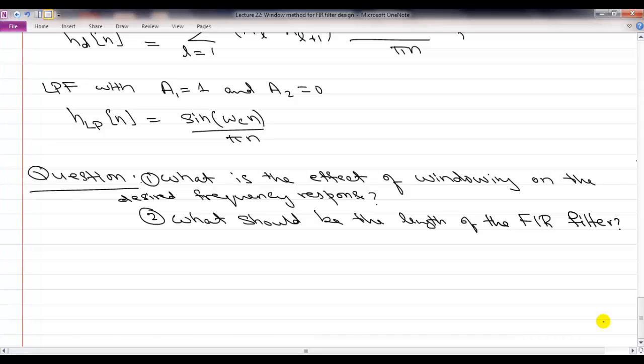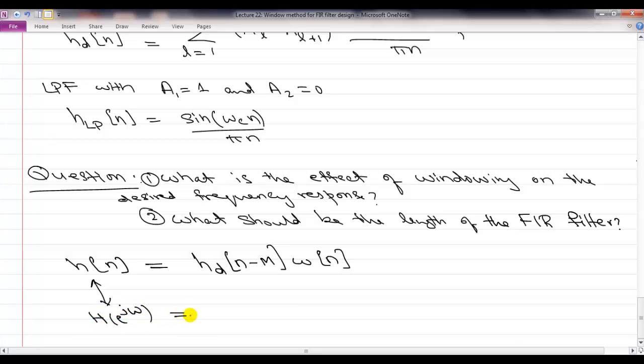So those are the questions that we want to address, and for that we'll look at the windowing operation mathematically and try to understand its effect in the frequency domain. So remember, the way we are getting h[n] is, we take our desired impulse response and we multiply it with a window w[n]. So what is the frequency response of this h[n]? Our mathematical operation is, we are starting with one impulse response and a window, and we multiply the two.